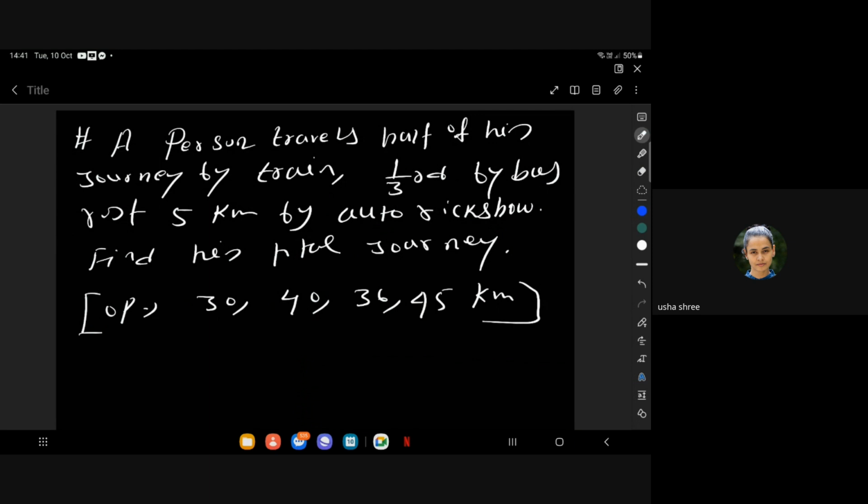Is the question clear? The question is, a person has traveled half of the total distance by train, one third of the distance by bus, and the rest 5 kilometer distance by auto rickshaw. Find the total journey.